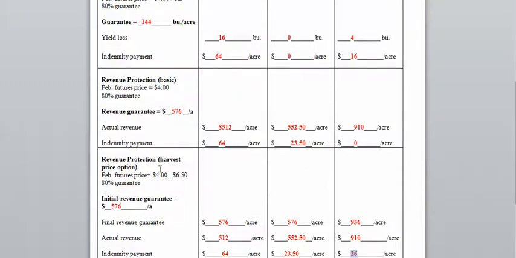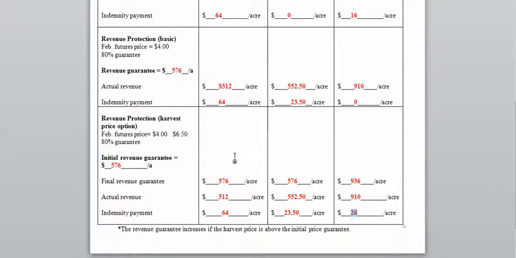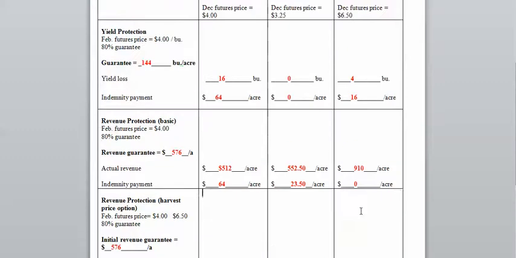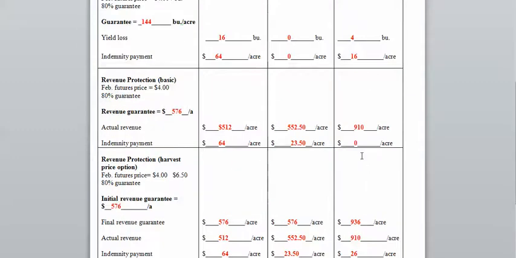With revenue protection harvest price option, we actually were paid in all three scenarios. The first two scenarios, because price decline and yield decline in scenario 1 cause us to have a decline in overall revenue. Therefore, we were paid to bring us up to our revenue guarantee. We also are paid in scenario 3 because our revenue guarantee increases with the fall harvest price.